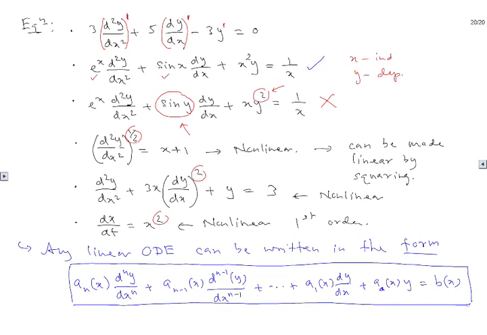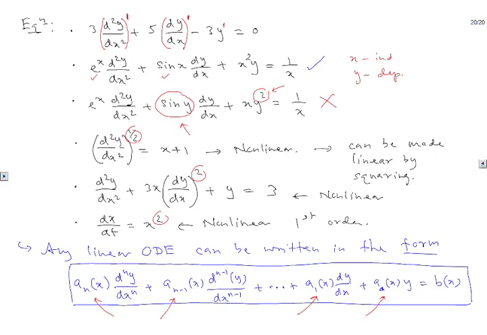Okay, any linear equation can be written in this form. So it's important. You can see that the coefficients are functions of the independent variable. You see that? So these are the coefficients, functions of the independent variable. Any linear equation you can write in this form. This is very useful later. Good.